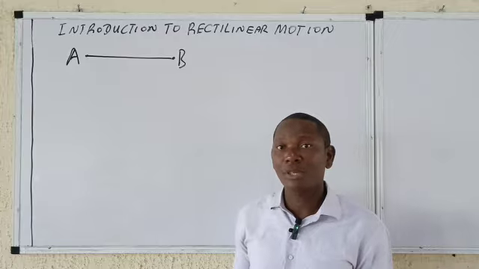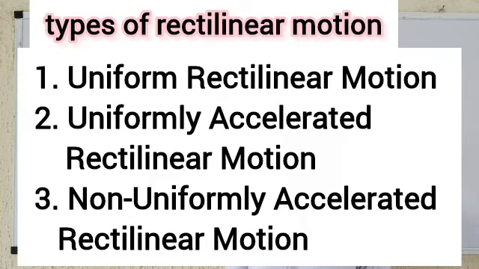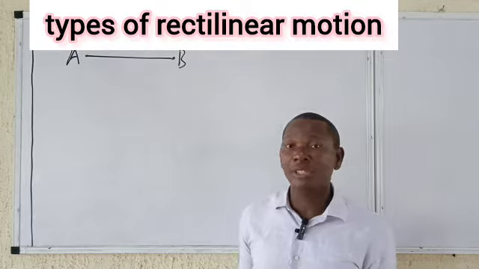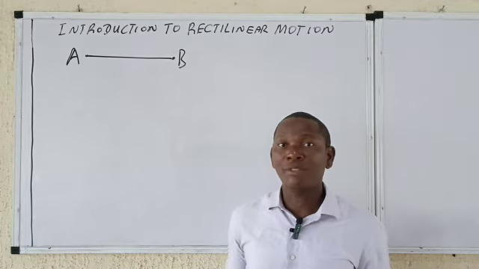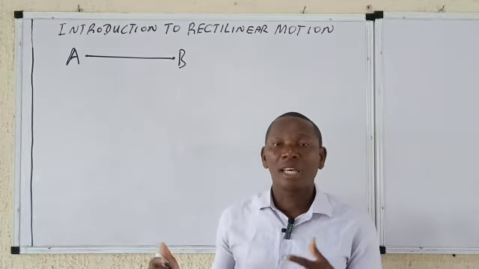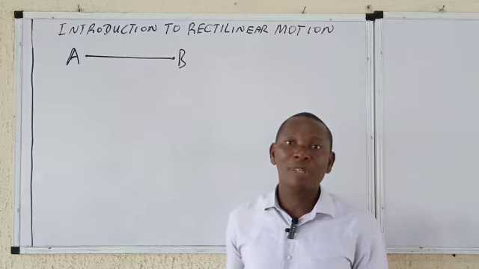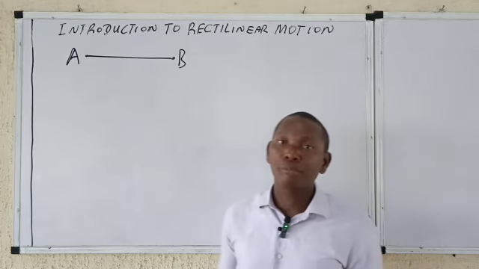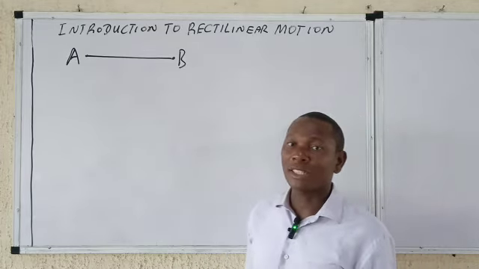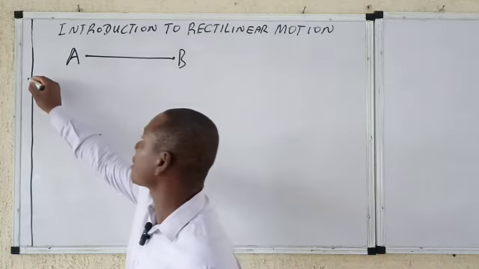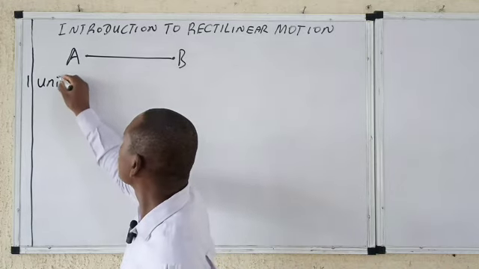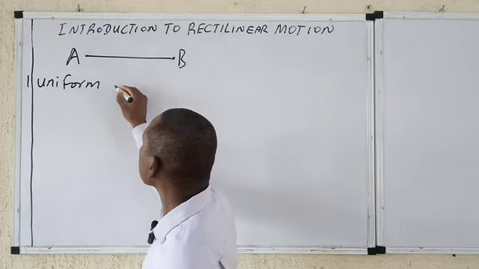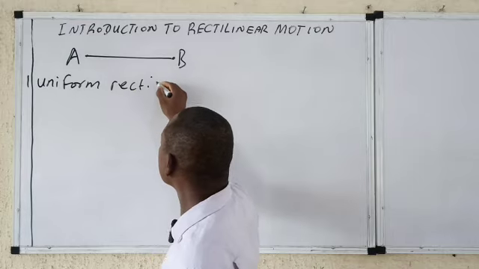We have three types of rectilinear motion. We have the uniform rectilinear motion, the uniformly accelerated rectilinear motion, and the non-uniformly accelerated rectilinear motion. Please take note again. We have the uniform rectilinear motion, the uniformly accelerated rectilinear motion, and the non-uniformly accelerated rectilinear motion. All right, let's take a look at the first one. The first one I made mention of is the uniform rectilinear motion.